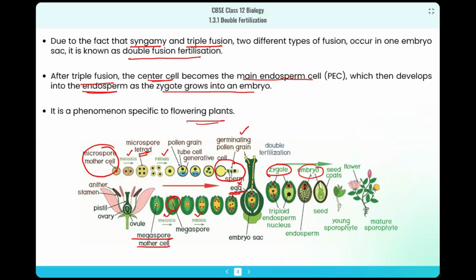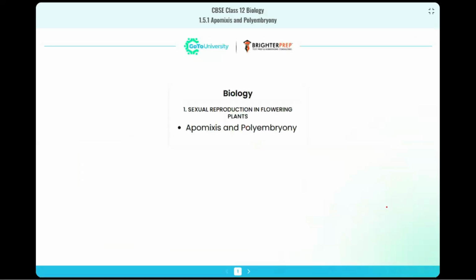Coming to the second fusion, the second male gamete will be fusing with the central cell, that is the polar nuclei, to form the endosperm. Finally, it will develop into a mature sporophyte, or a plant, we could say.